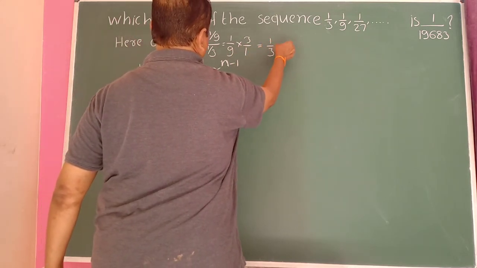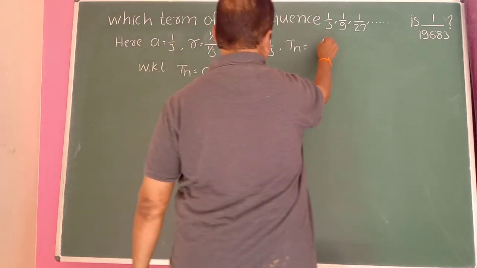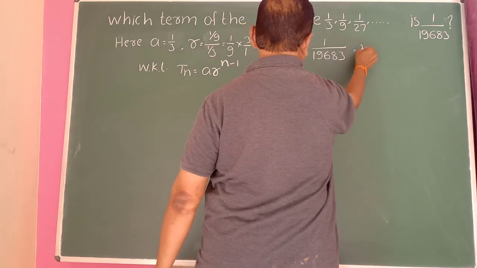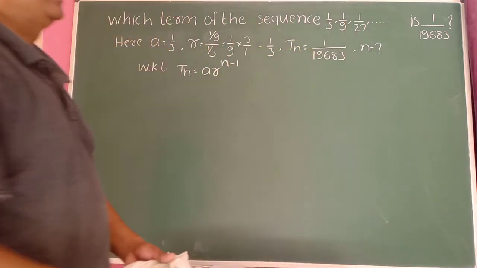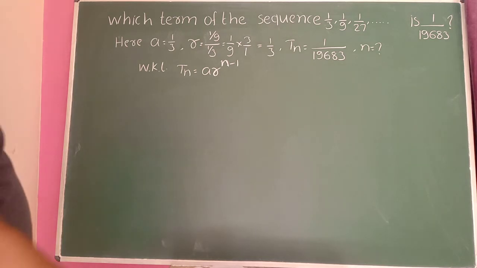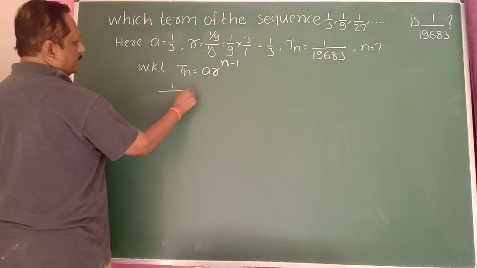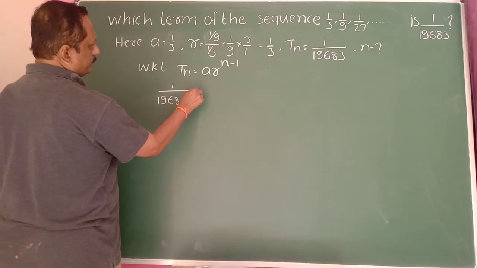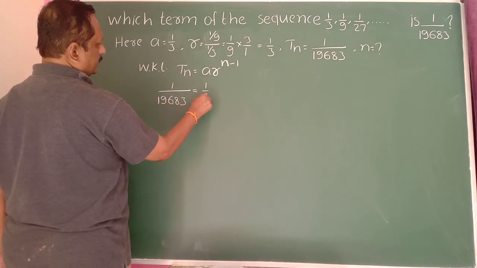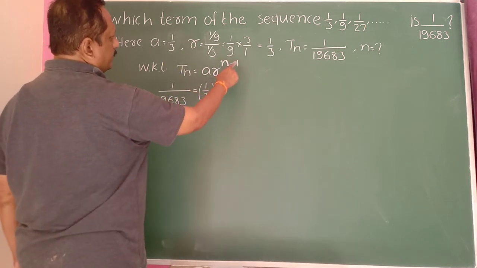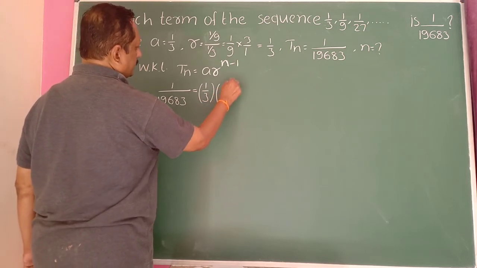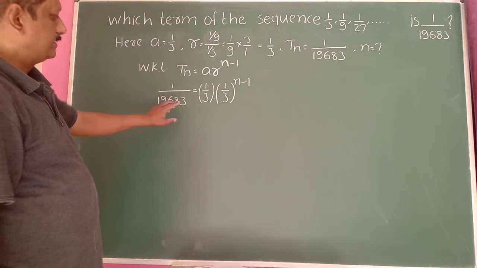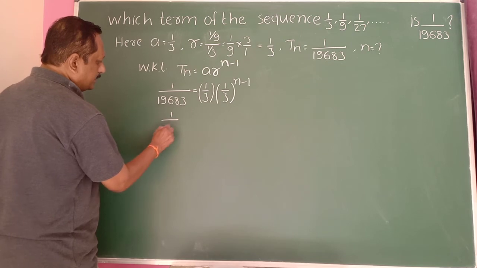So r is 1 upon 3, and Tn is 1 upon 19,683. Then n is what? n is the unknown. Therefore, this is the formula: 1 divided by 19,683 is equal to a value 1 upon 3, into r value which is also 1 by 3, raised to n minus 1. Here 19,683 is 1 upon 3 raised to 9.